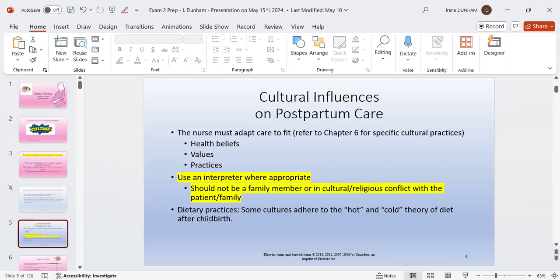And then you have dietary practices. This is where I came into a situation. I was a very young nurse on postpartum, and I was trying to give my patient fluids, because I remember my teacher telling me, make sure your patient has plenty of fluids, Irene, plenty of fluids. So I was trying to get this lady to drink cold water. But she was from the Chinese culture where they don't drink cold water after childbirth.